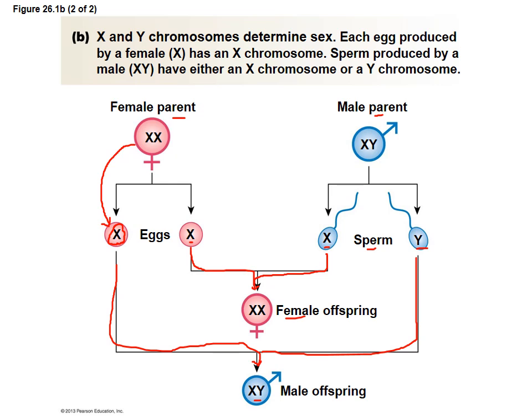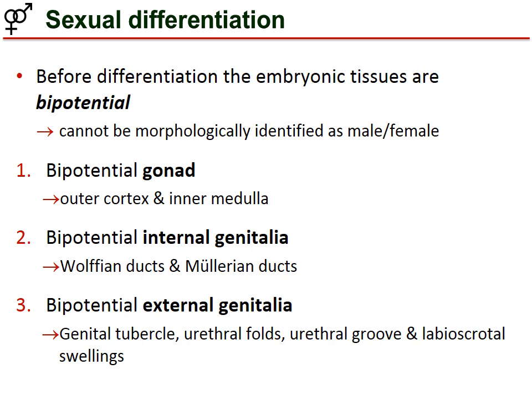So basically the pair of sex chromosomes which a person inherits determines the genetic sex of that individual. After the fusion of the female egg and the male sperm and the formation of the zygote, the specific sex chromosomes within that zygote will direct the differentiation or the development of the sex organs of that zygote.